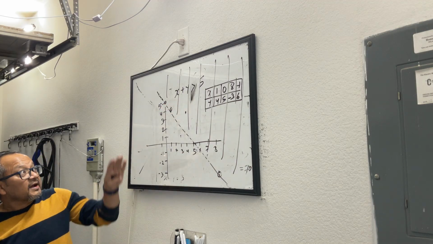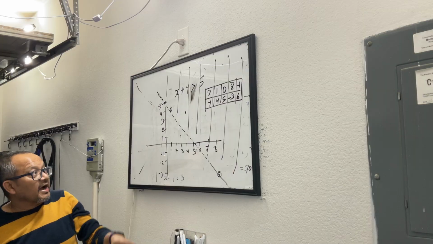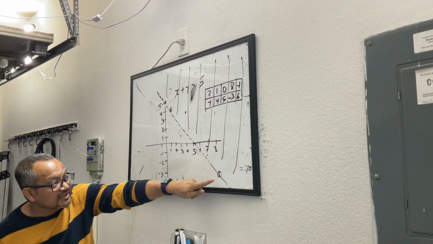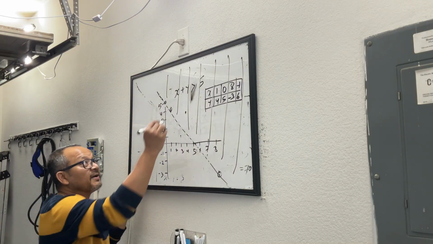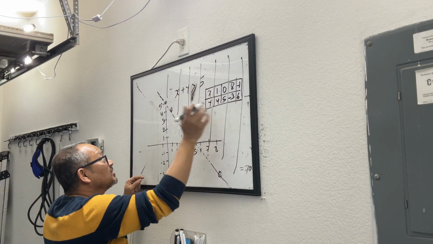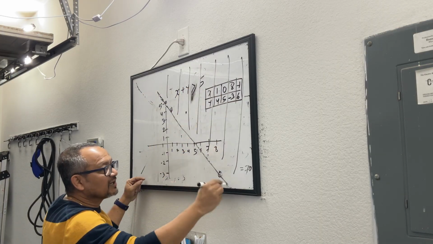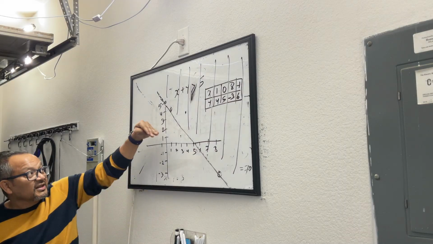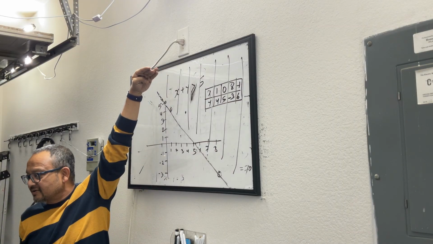So, inequality, I put this line as a dotted line because this is not included. If I put greater than or equal to, that means this value is also included. Then this line will not be a dotted line, it will be a solid line. So everything above this is taken care of.